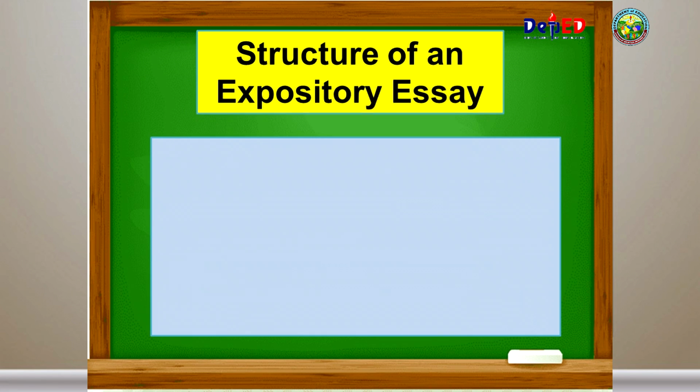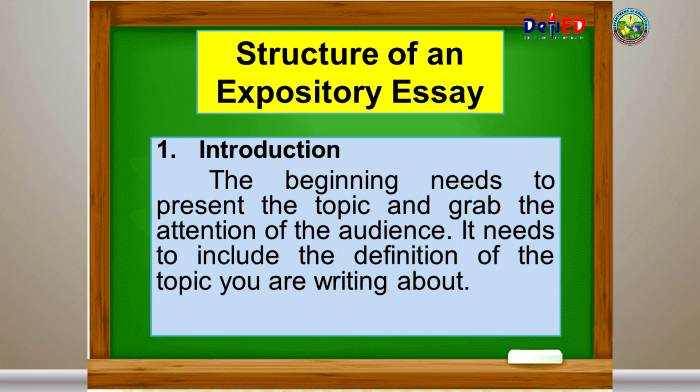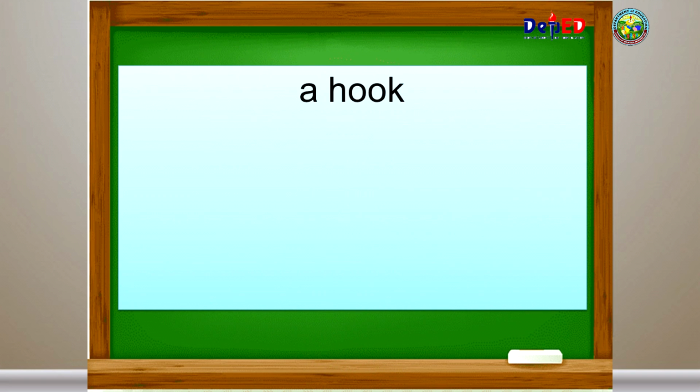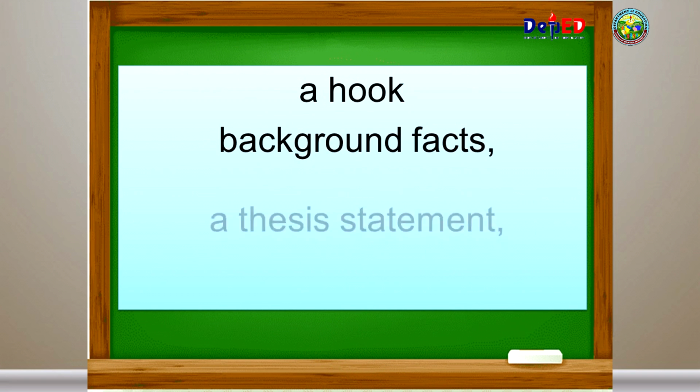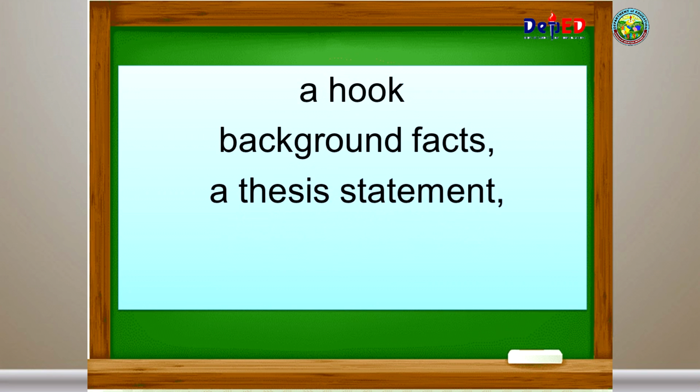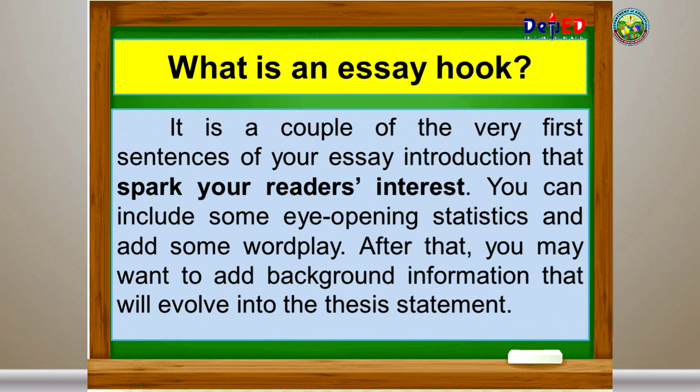So there are 3 parts in the structure of an expository essay. The first one is the introduction. The introduction is the beginning, which needs to present the topic and grab the attention of the audience. It needs to include the definition of the topic you are writing about. It should include a hook, a background of facts, a thesis statement, and the transition sentence.